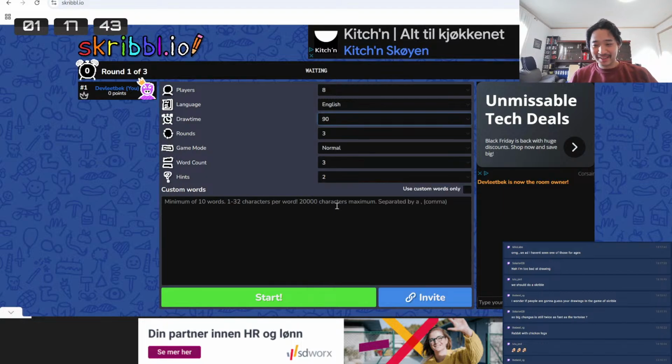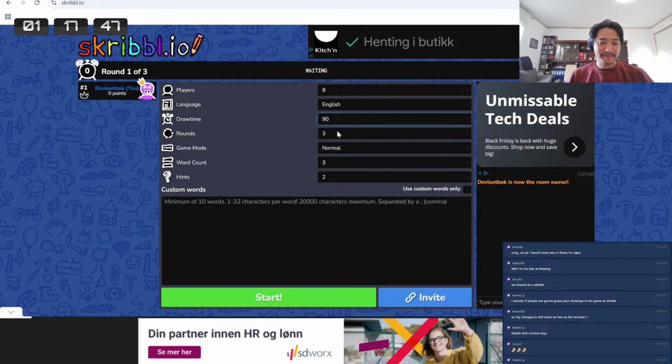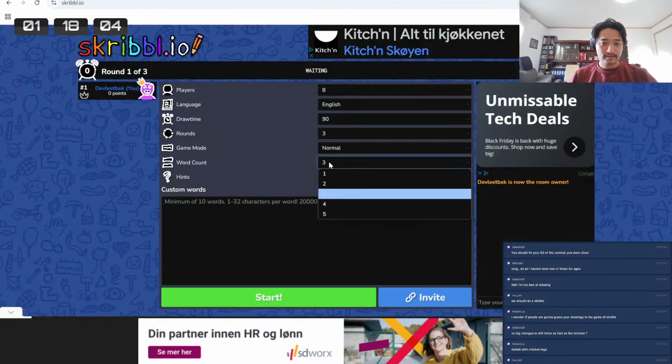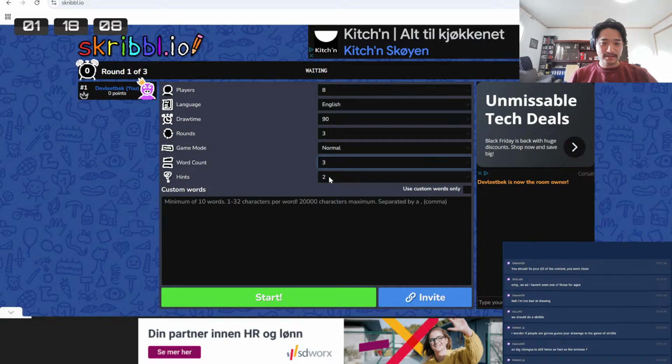OMG, an ad. Haven't seen one of those for ages. Yeah, I haven't bothered getting an ad blocker. I don't use my computer that much for it. I usually just play games on... You should fix your Q3 of the contest. You were close. That's just... We are all bad, don't worry.